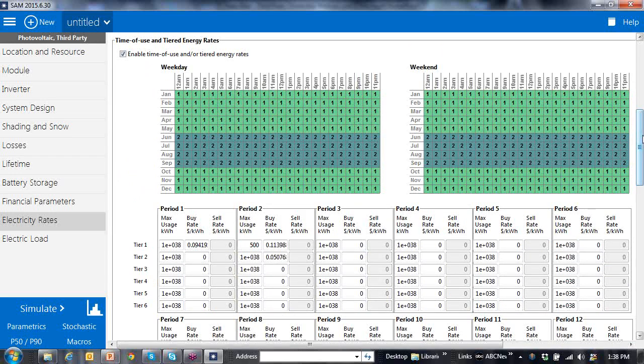And the example that Nate gave just has 2 periods that are defined in the matrix up there. So you've got period 1, which is the winter months, and period 2, which is the summer months. And then period 2, in the summer months, there's a tiered rate structure. In the winter months, there's just a single rate. So is that what you were asking?